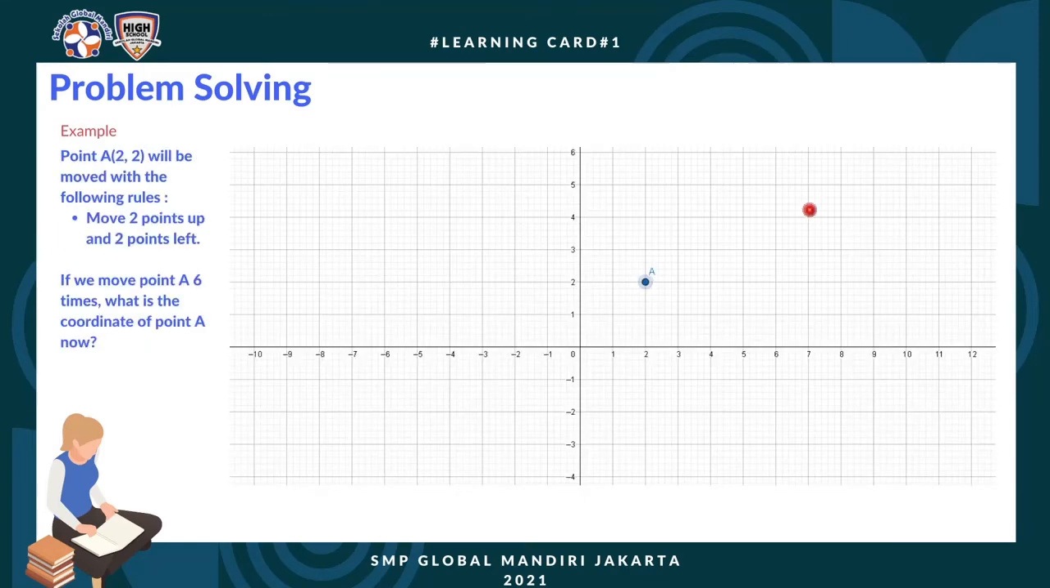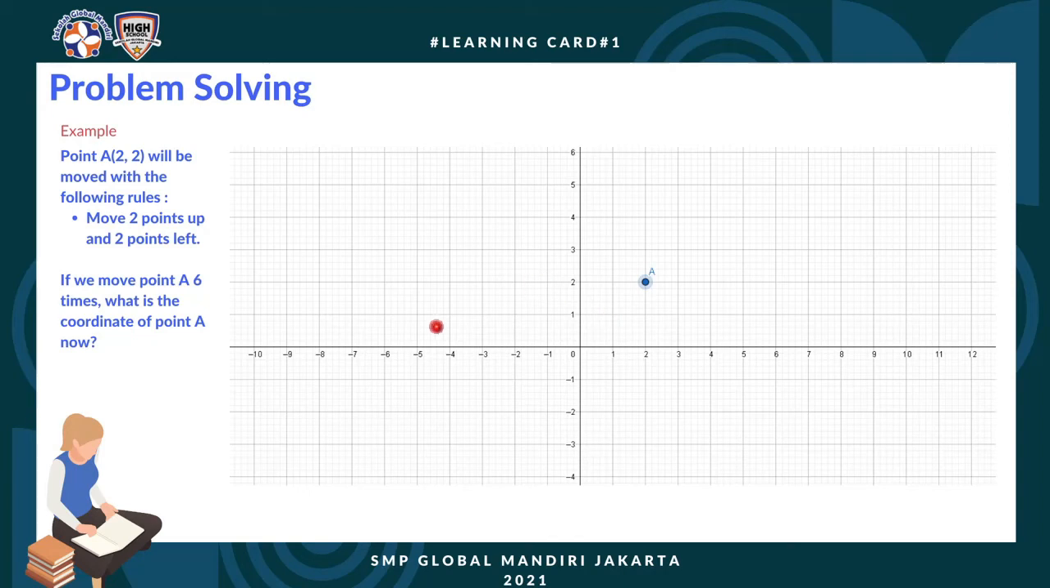Okay, the second example is the moving point question. So we have point A on the coordinate of 2, 2, which will be moved with the following rules: move 2 points up and 2 points left. If we move point A 6 times, what is the coordinate of point A now? Okay, this is point A, and now we want to move this point with the following rules, 6 times. To answer this one, let's practice using the GeoGebra application.